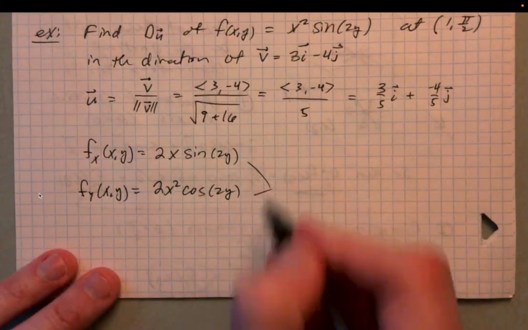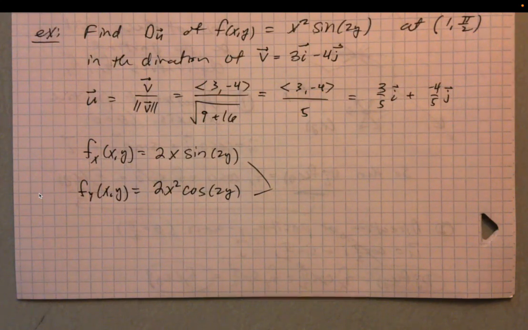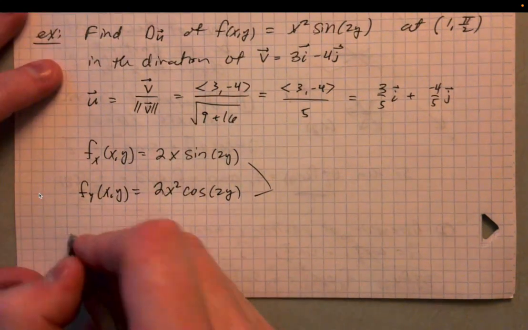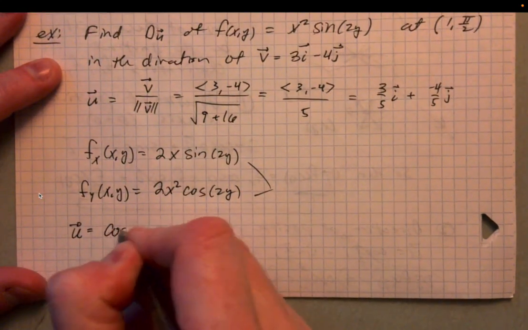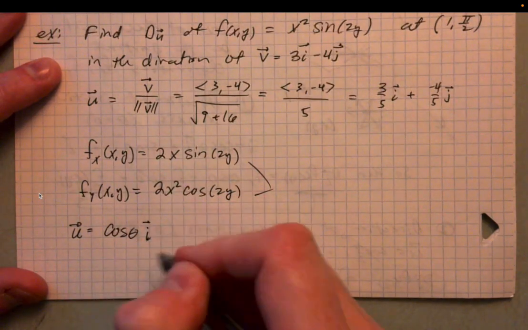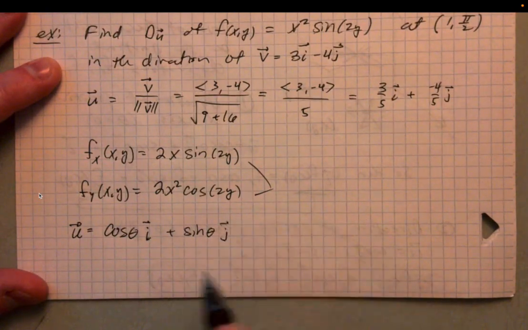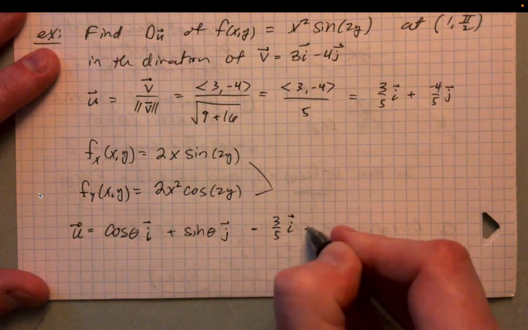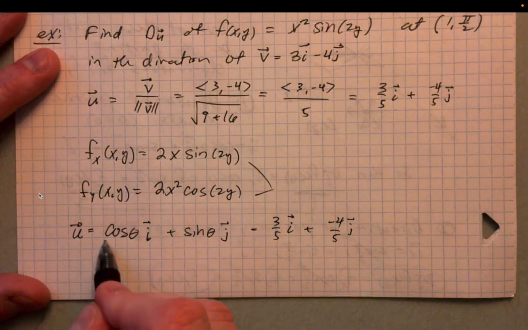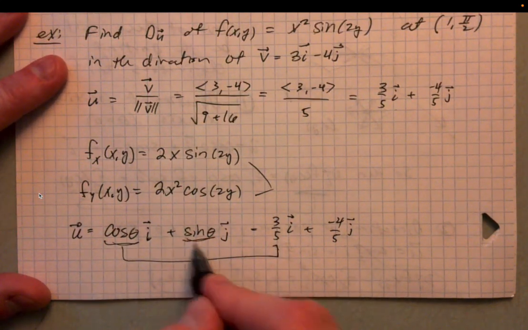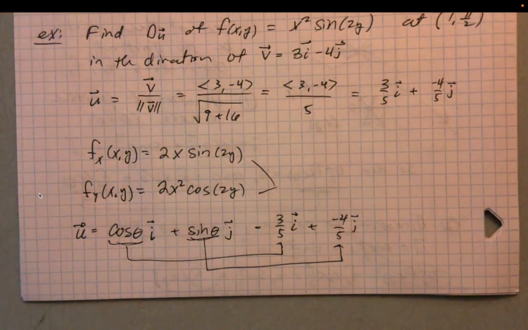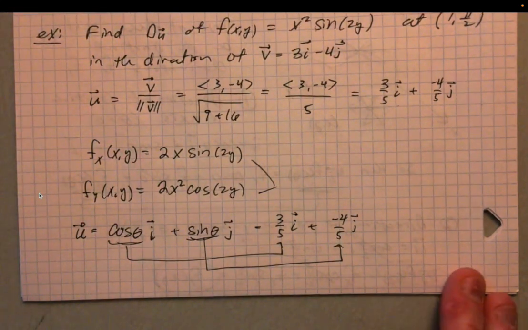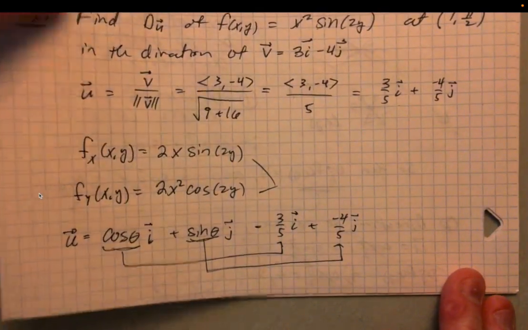Okay, so the partial derivatives exist and are continuous, so that means f is differentiable, and we can apply our previous theorem. Remember, our general u was equal to cos θ i plus sin θ j. What we have instead here when we normalize our vector is 3/5 i plus −4/5 j. So the cos θ here is the 3/5, and the sin θ here is the −4/5. Keeping that in mind, all we have to do is set this up and plug everything in.